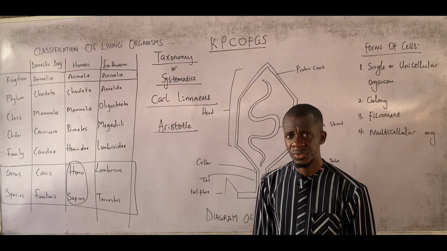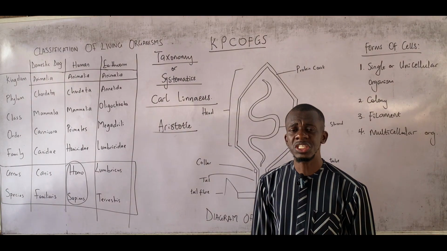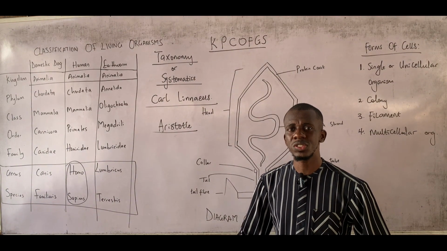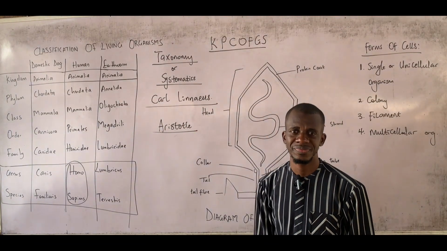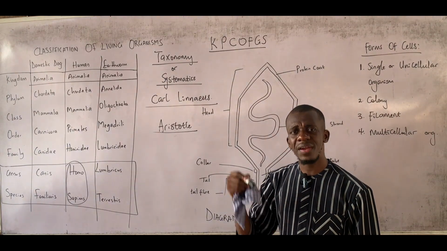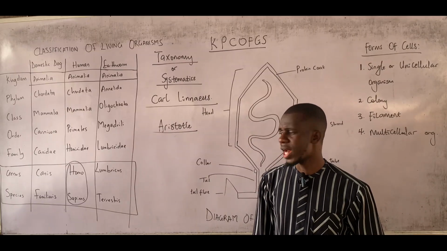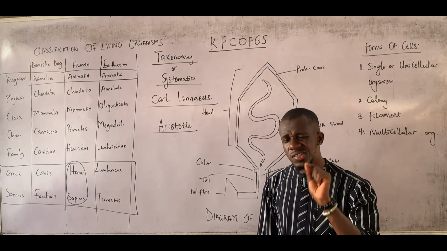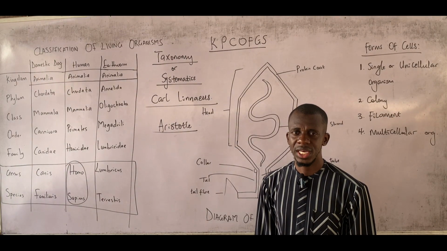You see that now? So if you ask a question like, which hierarchy of classification is most inclusive? To be most inclusive means it contains more organisms. Your answer is the kingdom. All right? Conversely, when you are asked which hierarchy of classification is the most exclusive, your answer will be species. Yes, it will contain the least number of organisms. You see that now? Excellent.